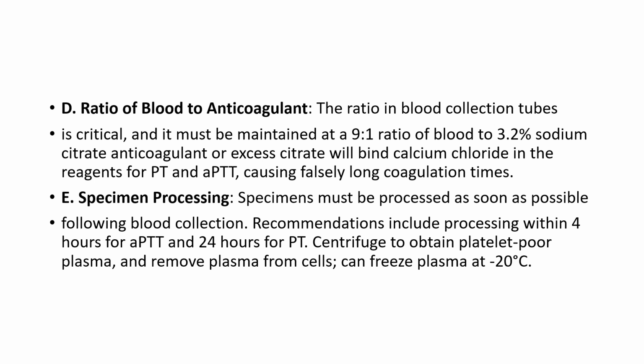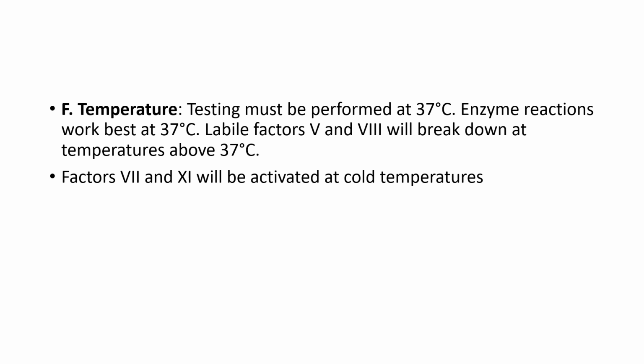Anyway, specimen processing. Specimens must be processed as soon as possible and within 4 hours for APTT and 24 hours for PT. Centrifuge to obtain platelet-poor plasma and remove the plasma from the cells. You can freeze plasma at negative 20 degrees Celsius. The test must be performed at 37 degrees Celsius, because enzyme reactions work best at this temperature. Labile factors 5 and 8 may break down at temperatures higher than 37 degrees Celsius. Factors 7 and 11 may be activated at cold temperature. So that is why we are going to, as much as possible, keep the specimen at 37 degrees Celsius.